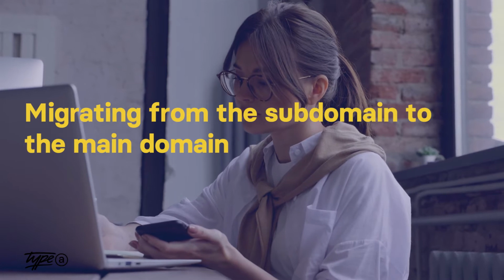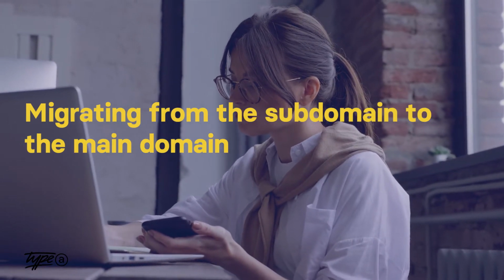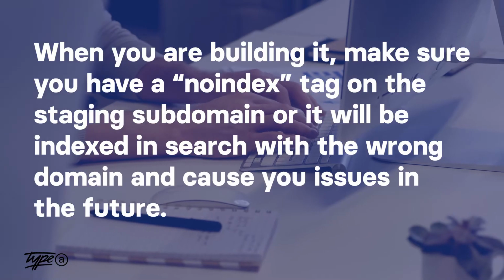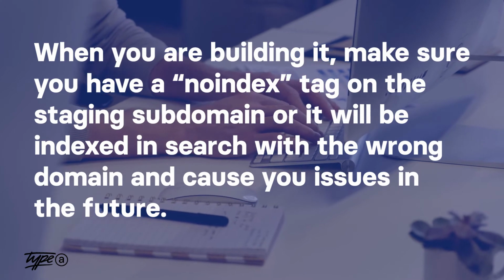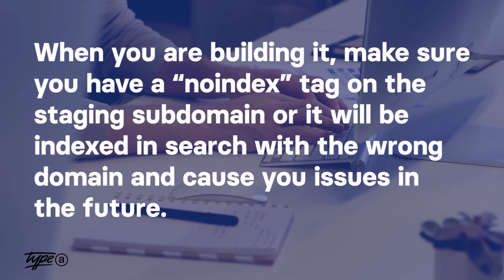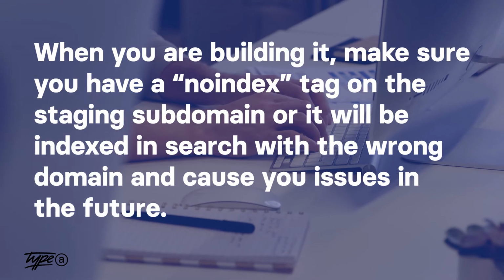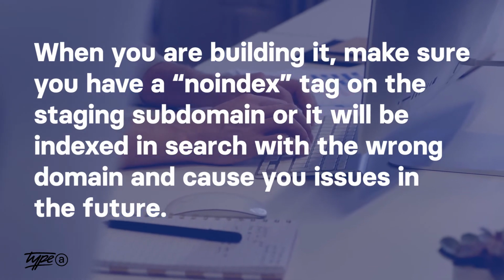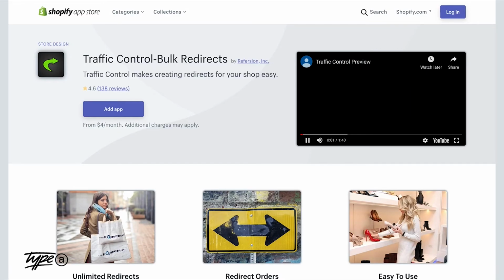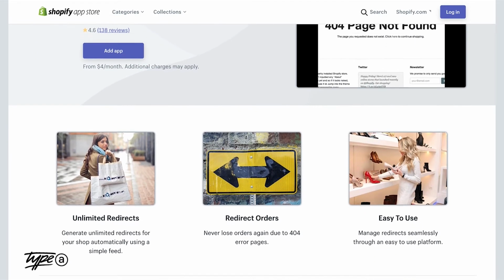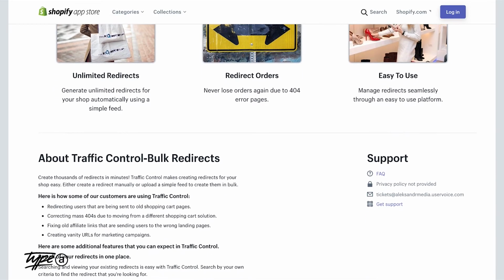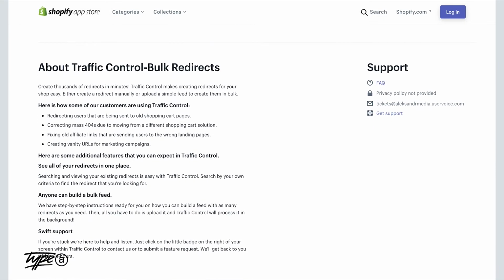The next one is migrating from the Shopify subdomain to your actual domain. Now, if you're building a new store from scratch, you usually get that My Shopify subdomain to build it on before you transfer it over to your actual domain. So when you're actually building it, make sure you've got a noindex tag on that staging subdomain. Otherwise, it's going to get indexed in search with the wrong domain, and that's going to cause you all sorts of headaches. But when you're ready to migrate to the new domain, you can use this redirect plugin called Traffic Control Bulk Redirects. And what that allows you to do is bulk redirect every single page over to the new store.